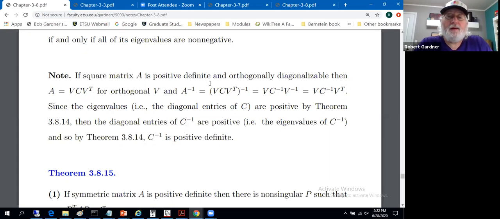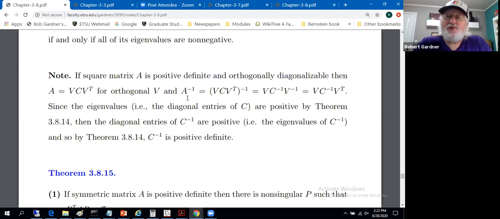Being a positive definite matrix, the eigenvalues are all positive, as we just saw. The eigenvalues will be the diagonal entries of matrix C. So the diagonal entries of C inverse will be the reciprocals of all those eigenvalues. They'll still be positive. No worries about division by 0 because we're dealing with a positive definite matrix. That's the context. But we see then that C inverse also is positive definite.